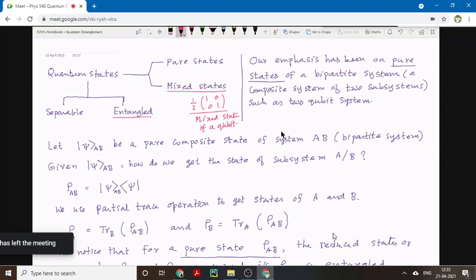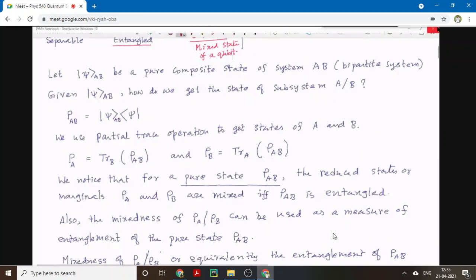Mixed states cannot be written as ket vectors. They have to be written only as density matrices. So this is an example of a maximally mixed state in that sense. Done, sir. Yes. Thank you, sir.